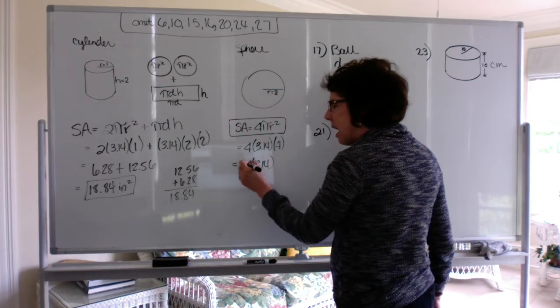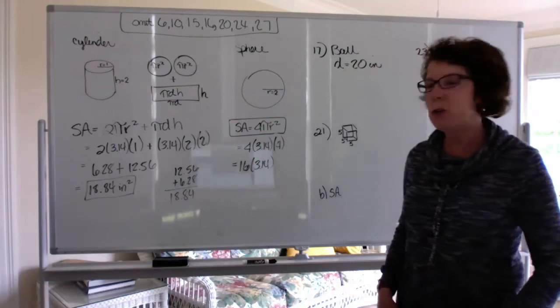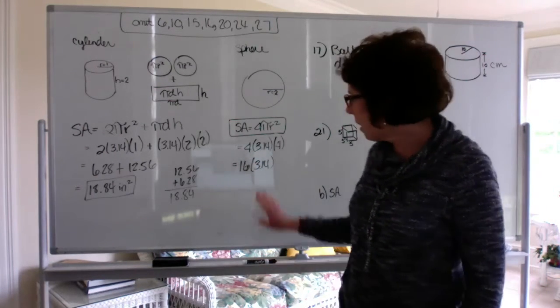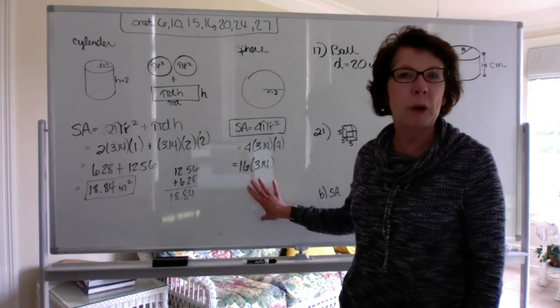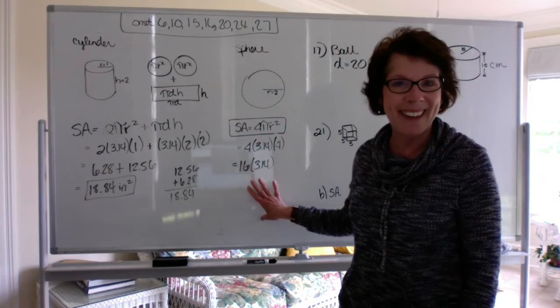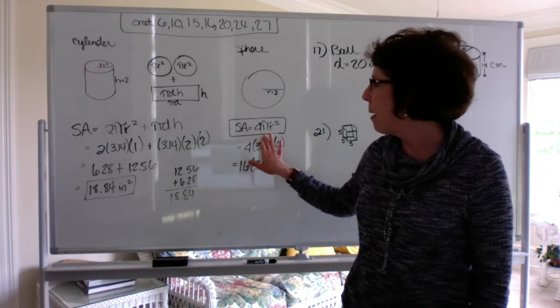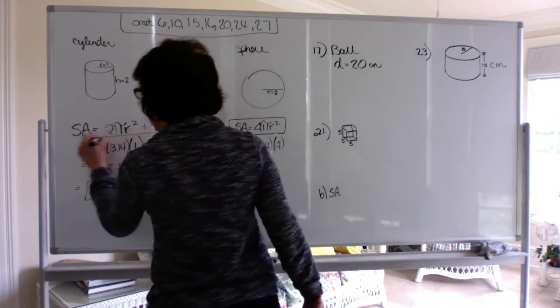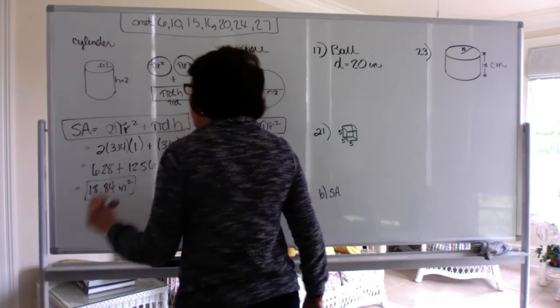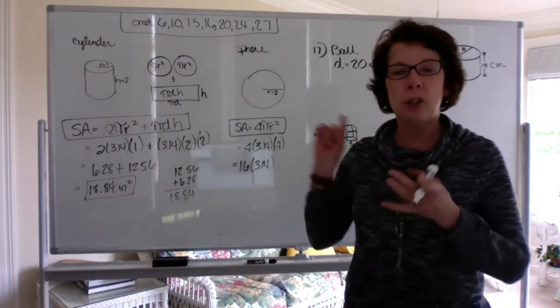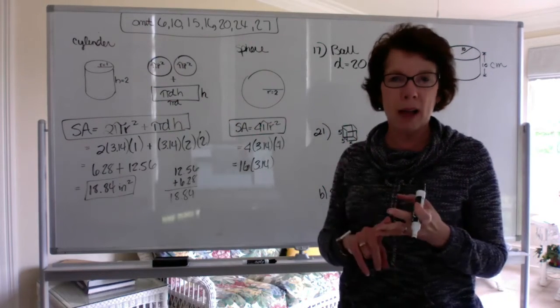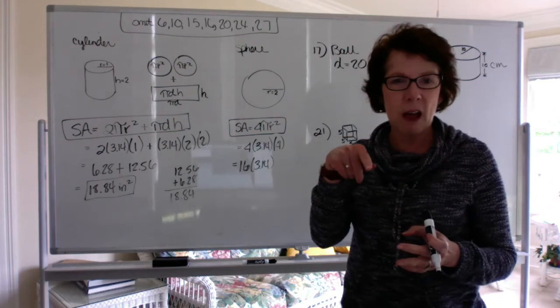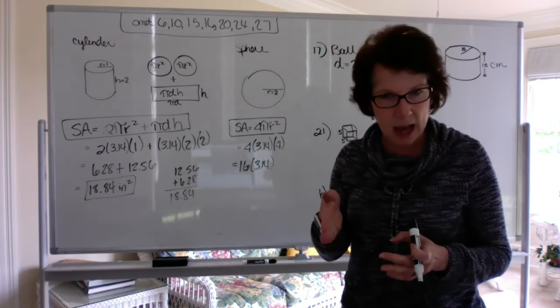Now to save us time, I'm not going to multiply that out because we're going to do one on the homework right now, okay? But here's your formula, 4 pi r squared for your sphere, and here is your formula for the surface area of a cylinder: 2 circle areas plus the circumference of the circle times the height of the cylinder.